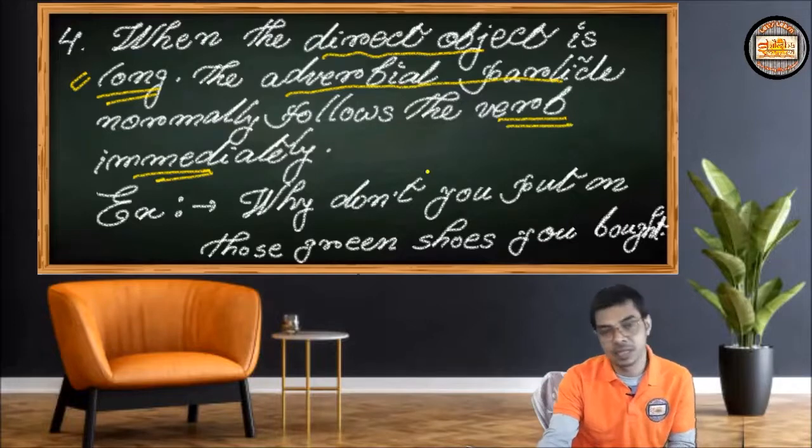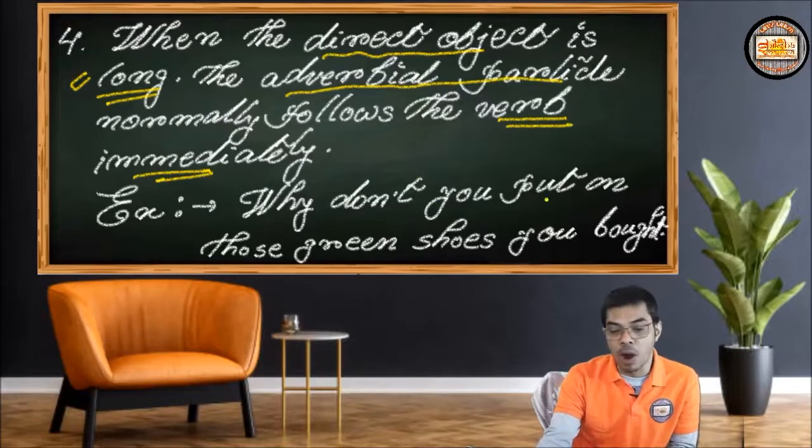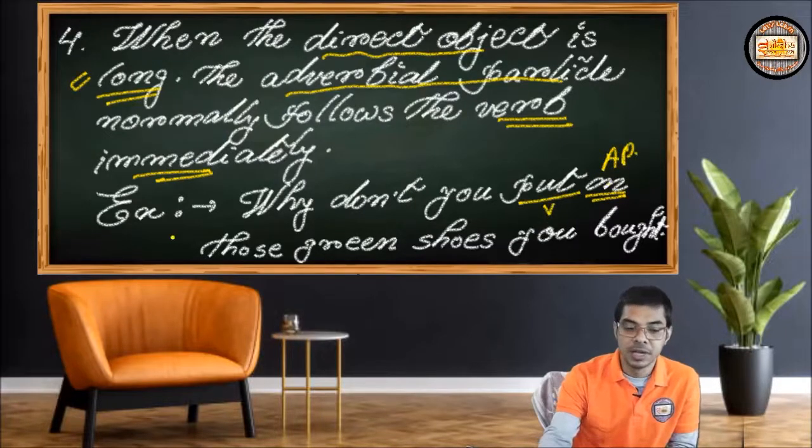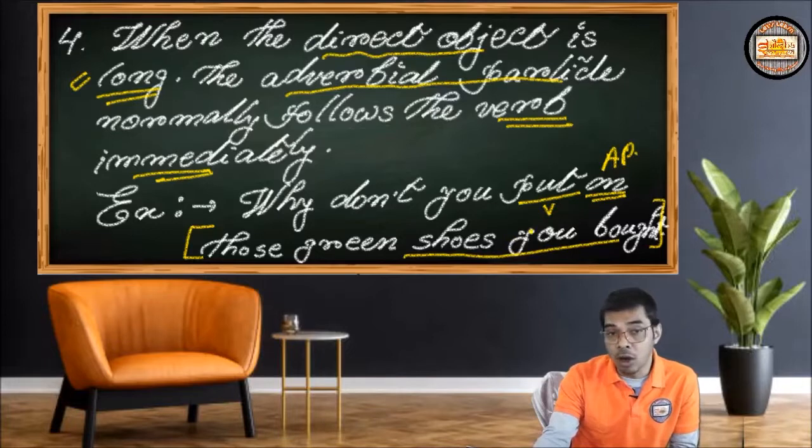How is it? Let's find out in the example. Why don't you put on those green shoes you bought? "Put on": "on" is the adverbial particle. It follows the verb and is placed immediately after the verb because this is the object: those green shoes you bought. It's a long object, not a short object. And for long objects, you can't put the adverbial particle after it.